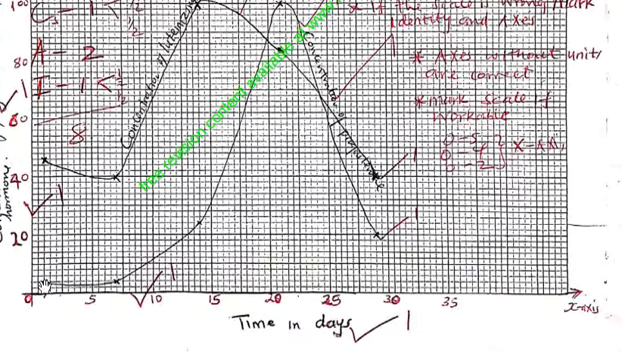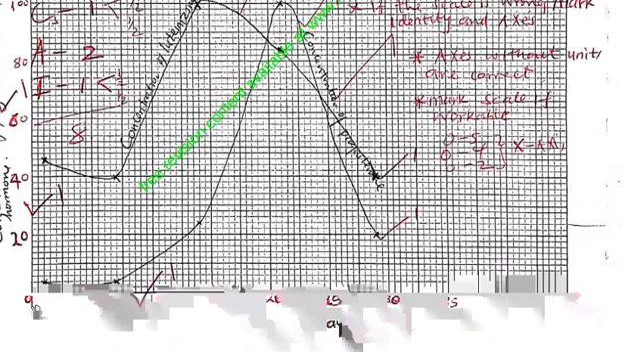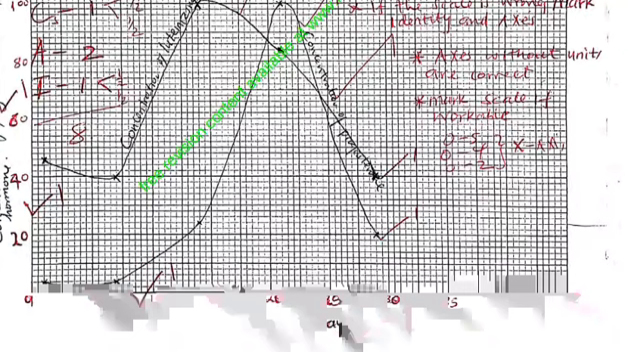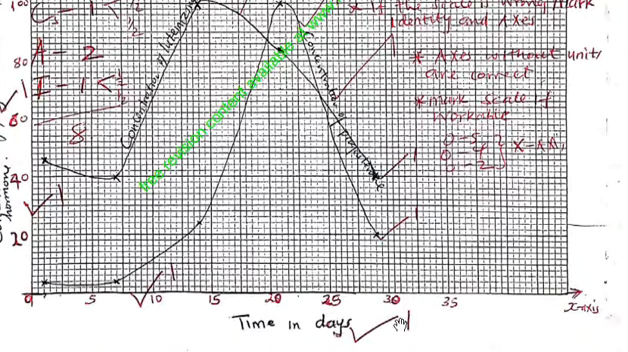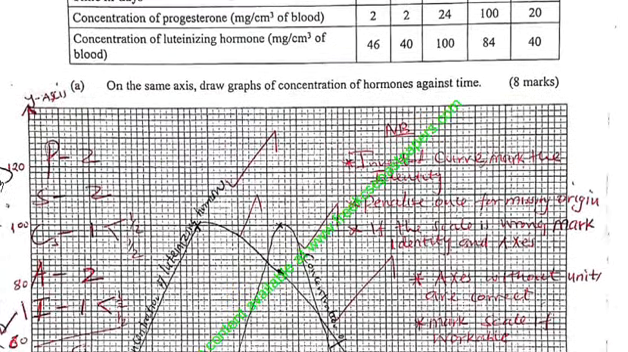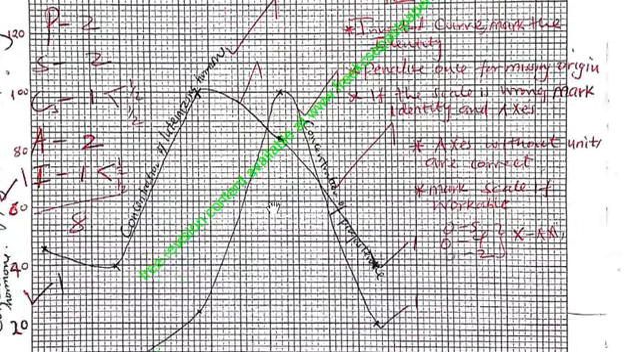Then the origin must be there, because both of them will start at the origin of 0. You extend these lines here, then you put your 0. Then labeling of the x-axis, time in days, then concentration of progesterone and luteinizing hormone in milligrams per centimeter cubed of blood, it must be there.